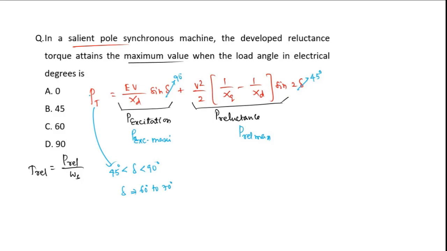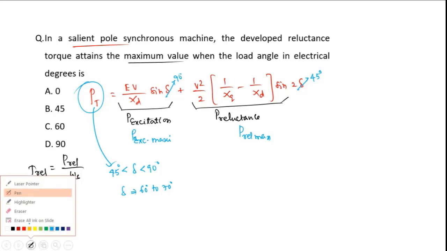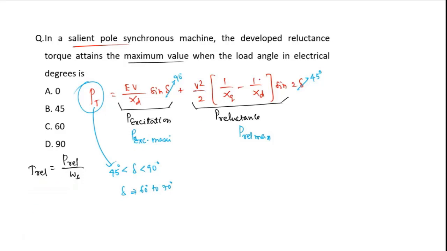At 60 to 70 degrees, the total power developed by the salient pole synchronous machine will be maximum. Similarly, torque is power divided by omega, the synchronous speed. So when will you get the maximum reluctance value? Delta equal to 45. Sometimes they ask, if the excitation is lost, what is the power developed by the salient pole synchronous machine? If the excitation is lost, then only reluctance power will be there.